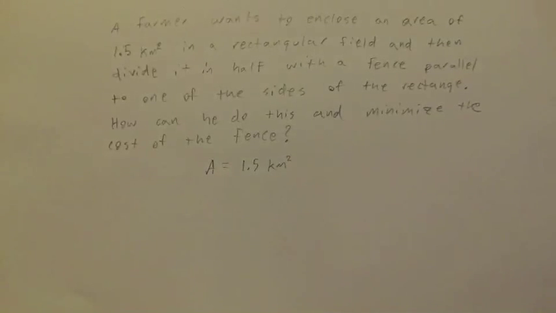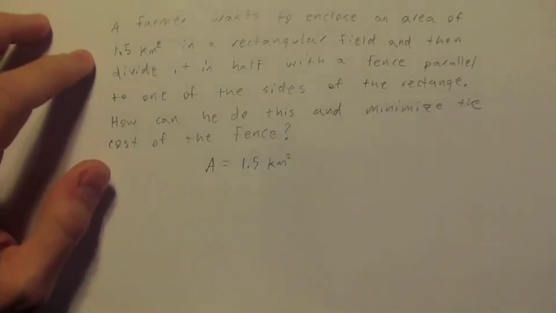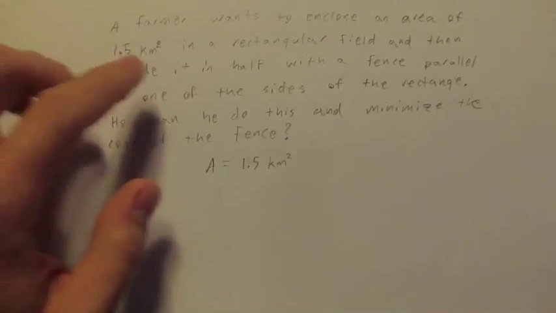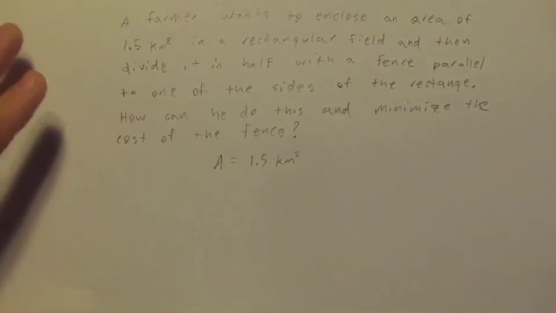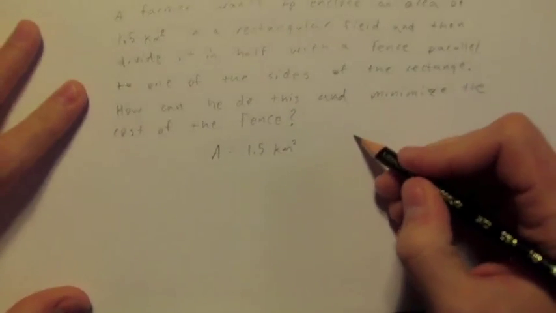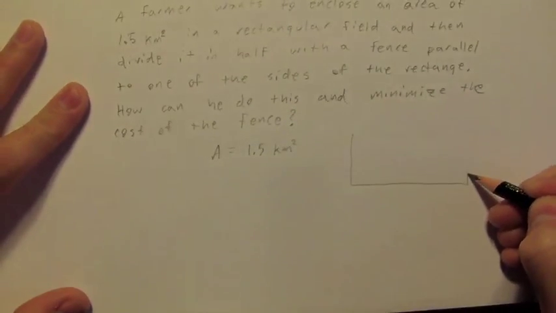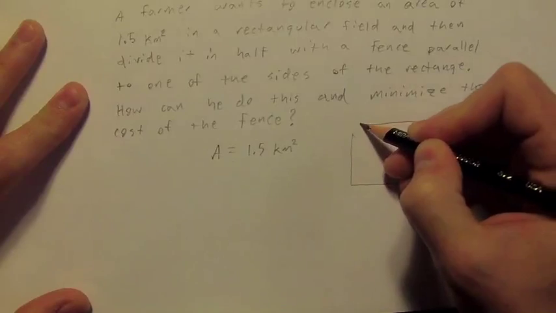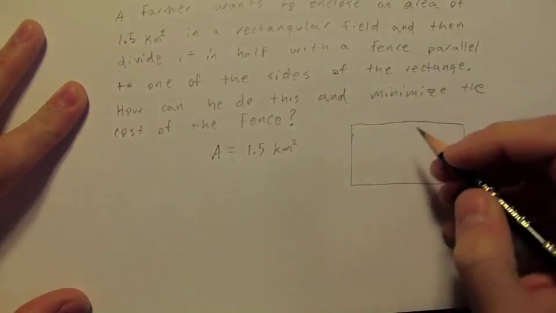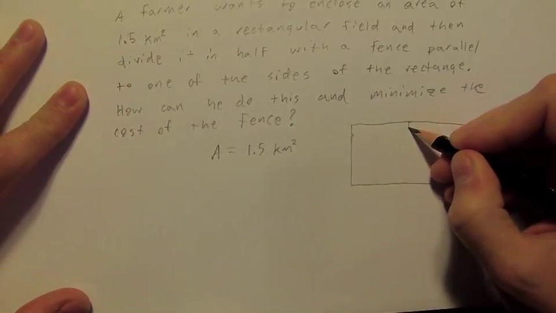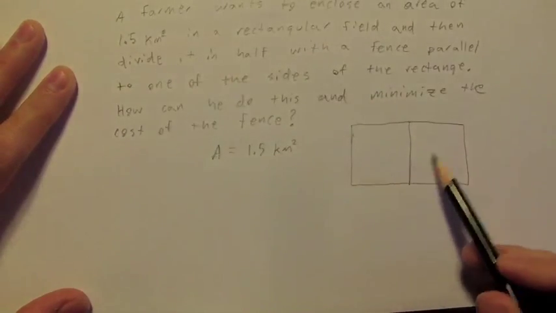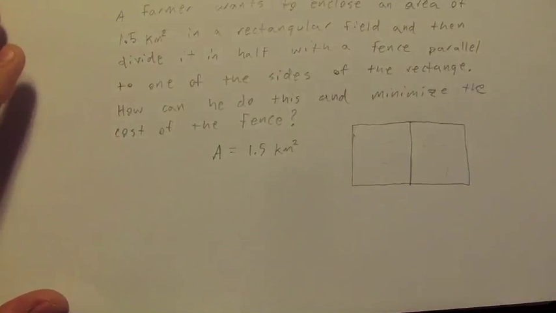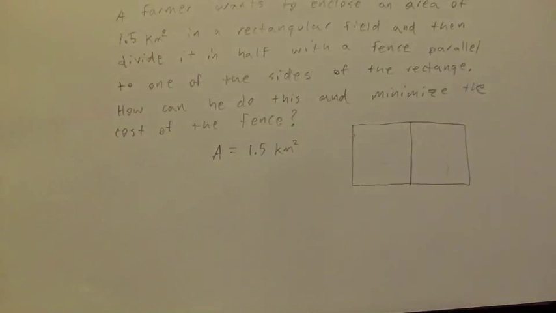All right, and then we're told a rectangular field. So he wants to enclose an area in a rectangular field and divide it in half with a fence parallel to one of the sides of the rectangle. So basically we have a rectangle. That's what we're wanting to enclose. And then we want one of the sides to be parallel to the other side. So he's cutting this, he's dividing it in half.